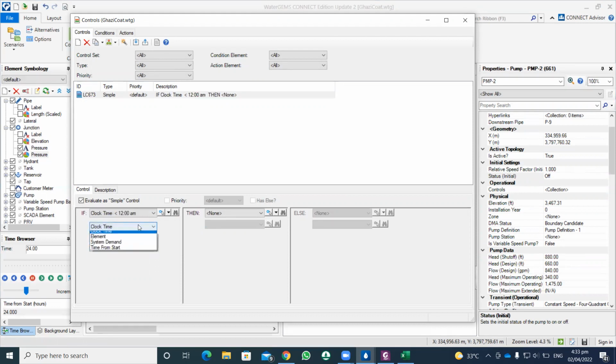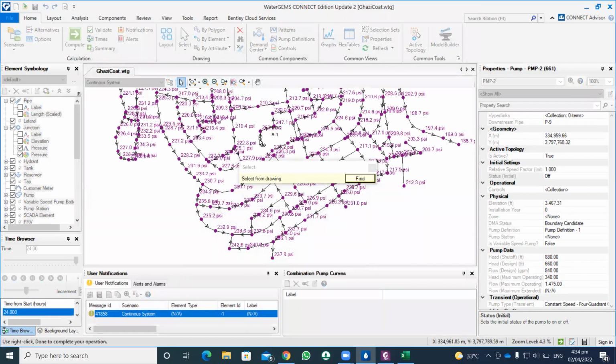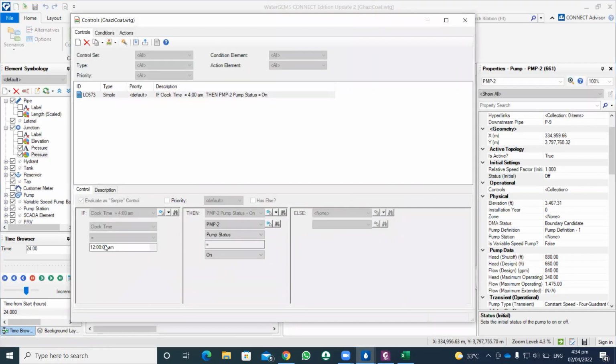Clock time. You will create a new simple condition from here, then select a clock time, and when the time equals 4 a.m., then you will create a condition, and here you will select the pump. So when the time equals 4 a.m., the pump should be on. This is the one condition. At 4 a.m. the pump should be on.